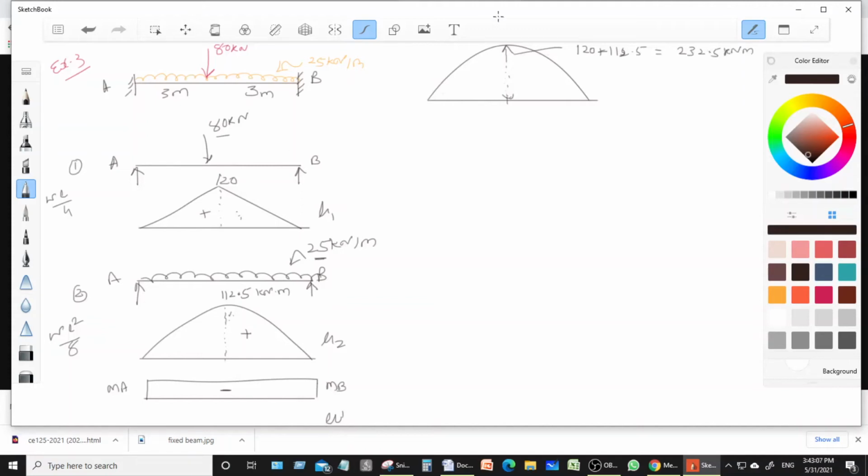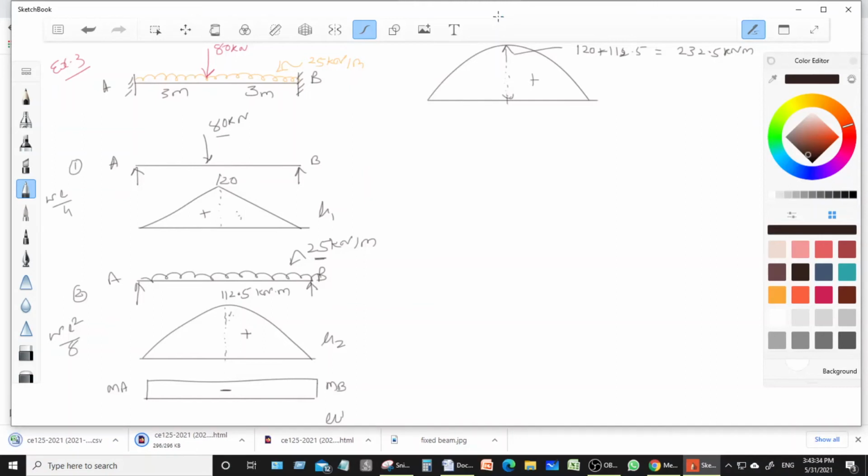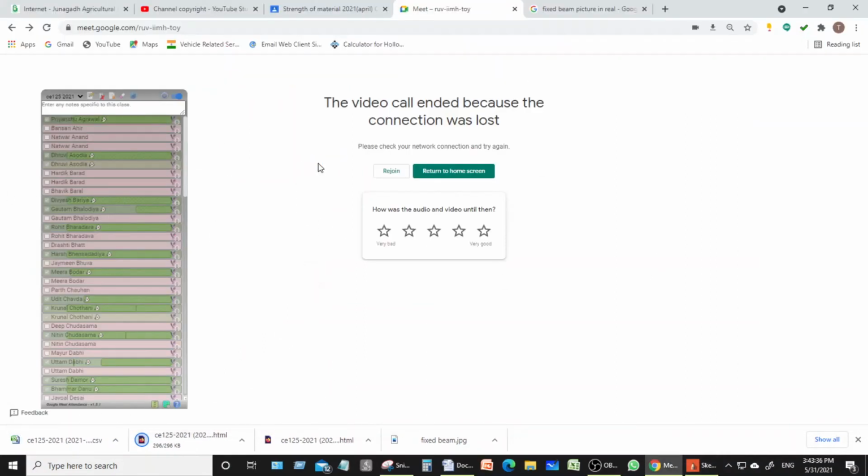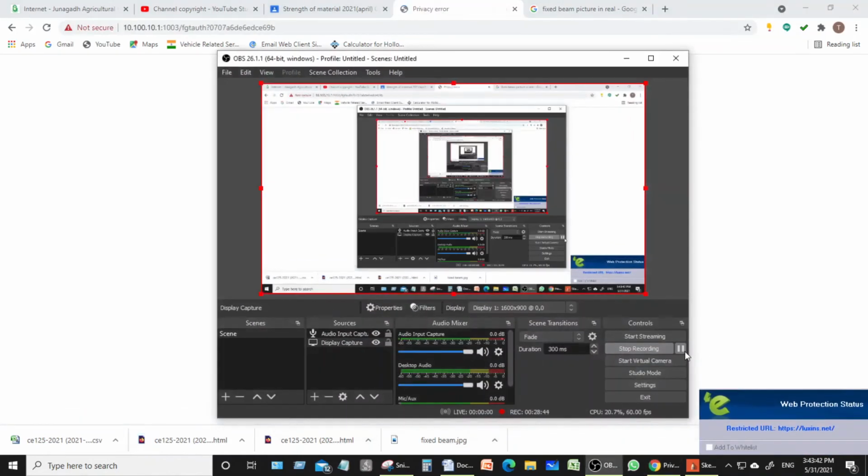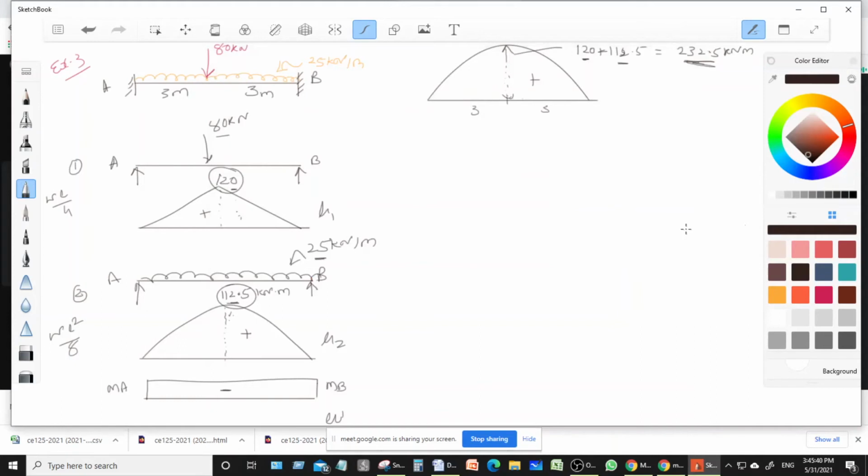So why do I convert the whole beam into a parabola? Because the whole beam is subjected to UDL, so there is no chance of a linear diagram. So basically it is a parabola. You simply sum the maximum moment due to the point load and the maximum moment due to the UDL at the mid span. That is the total moment at the mid span. So this is your final mu diagram.